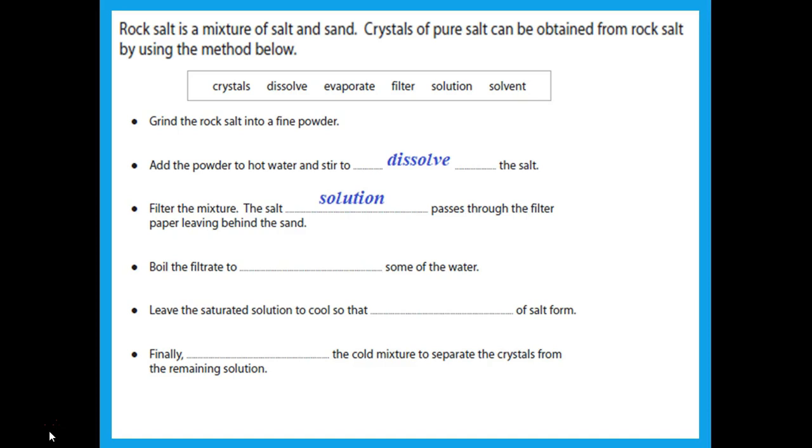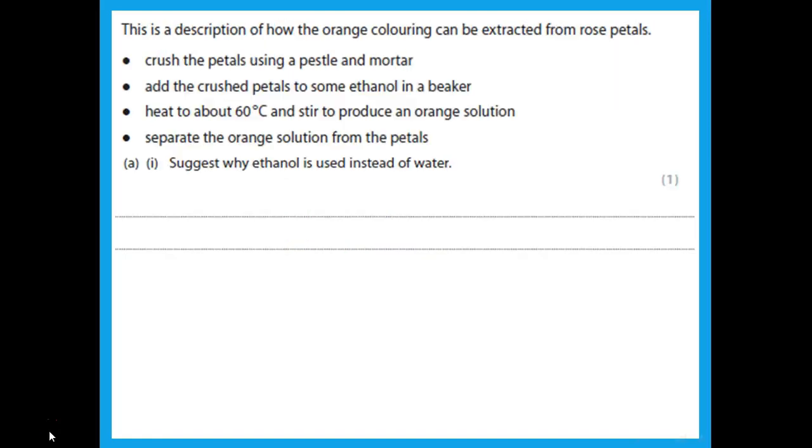Boil the filtrate to evaporate some of the water. Leave the saturated solution to cool so that what forms? Crystals of salt. Finally, do what to the cold mixture to separate the crystals from the remaining solution? Filter to separate crystals from the solution.